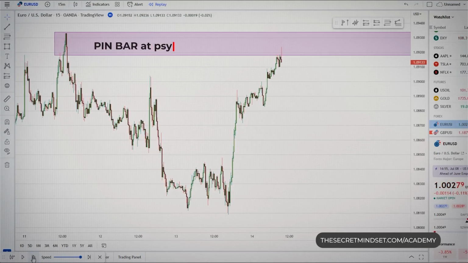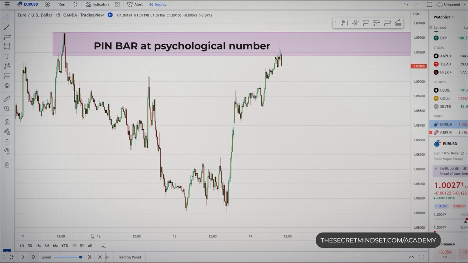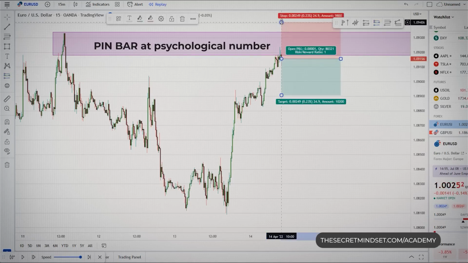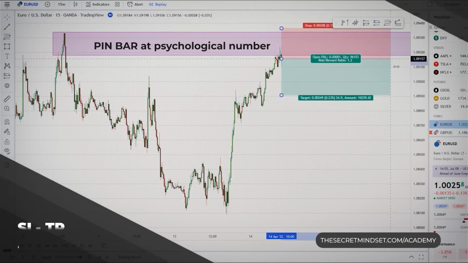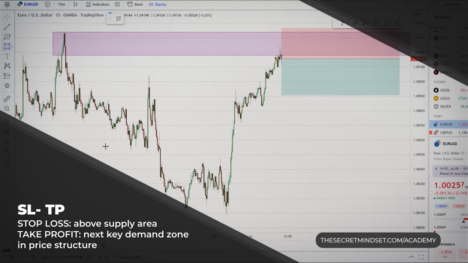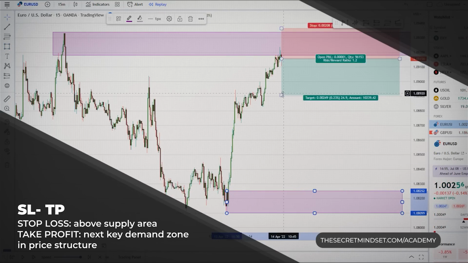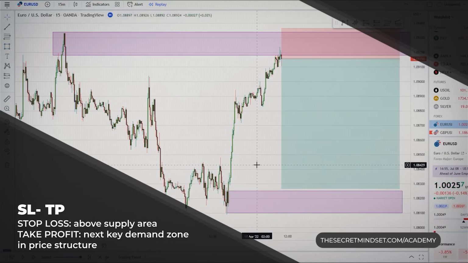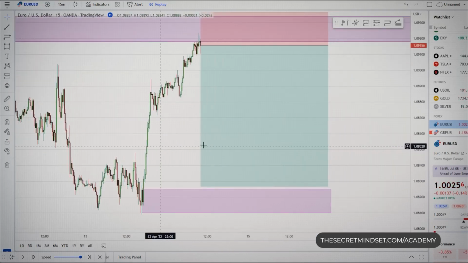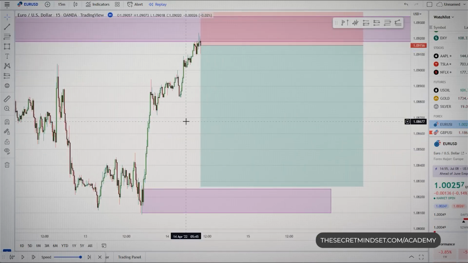Just as expected, price found resistance at the first round number inside the zone, forming a pin bar candlestick. This is the confirmation I needed. Stop loss on the other side of the supply zone. Take profit a few points below the next major demand zone, which would be here. A risk-to-reward ratio of over 4.